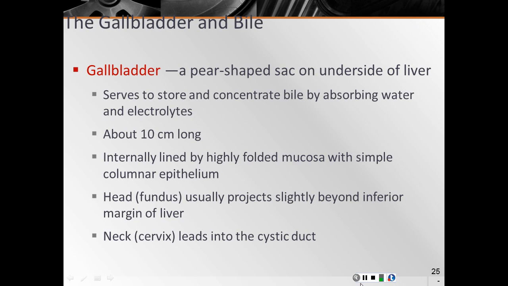Okay, so let's look at the gallbladder now. The gallbladder, another one of the accessory organs, is a pear-shaped sac on the underside of the liver, and it stores and concentrates the bile. Now it is about 10 centimeters long and is lined with a highly folded mucosa with a simple columnar epithelium. Now its head is considered to be the fundus, and it usually projects slightly beyond the inferior margin of the liver.